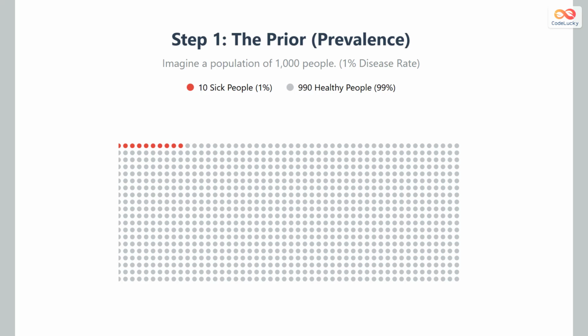Let's break it down visually using a population of 1,000 people. Since the disease is rare, with a prevalence of 1%, only 10 people in this group are actually sick. The other 990 people are healthy. This is our prior.